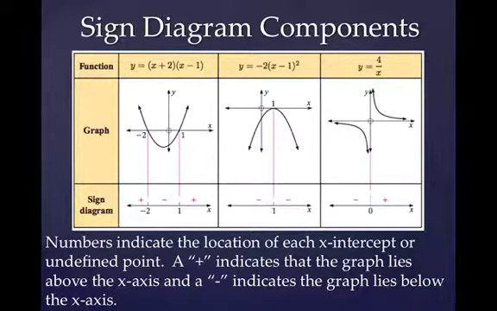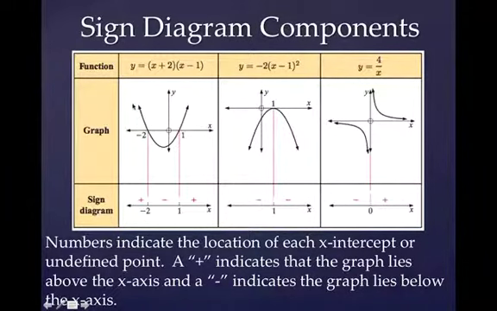Here we have a function, and here's the graph. And if we were to take the graph and create this sign diagram, we see that the graph crosses the x-axis at these 2 points. These are the only two numbers that we need on our sign diagram. We don't need the y-intercept, just the x-intercepts. There's no place where this function is undefined, so these are the only two numbers that we need.